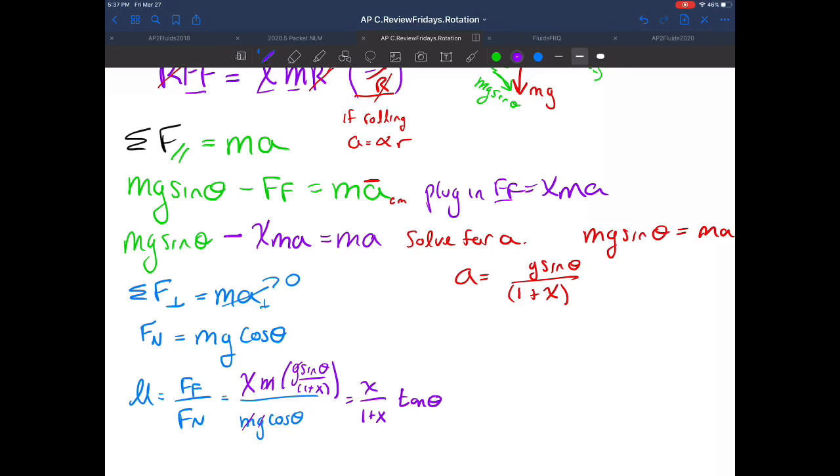If our mu is not large enough, you cannot have perfect rolling, and you can't make the substitution we made in red, a equals alpha r, which got us all rolling.